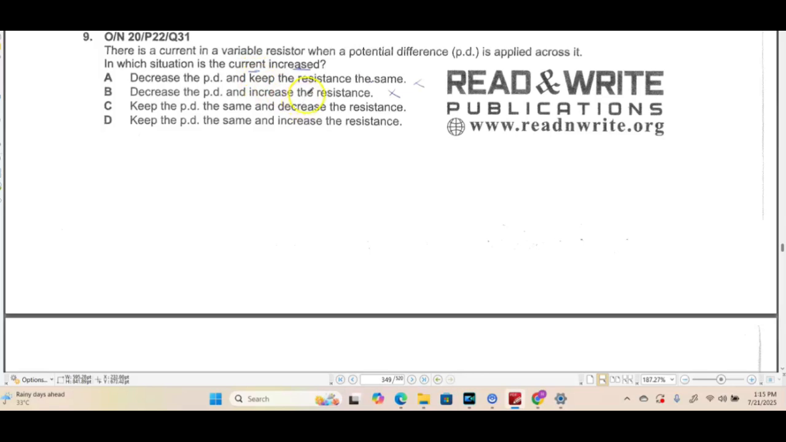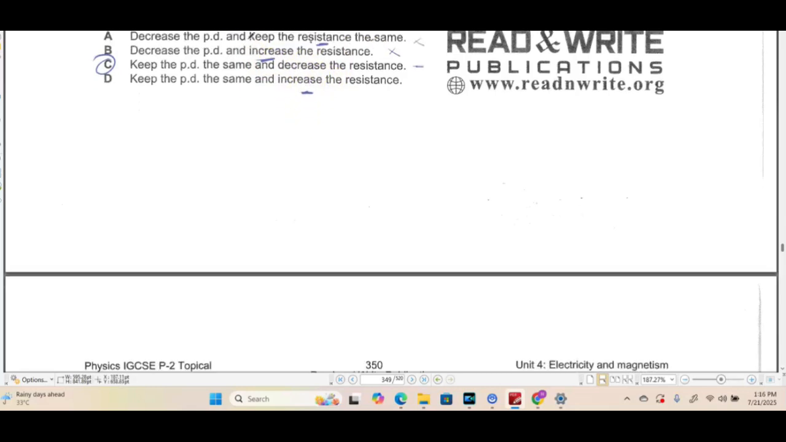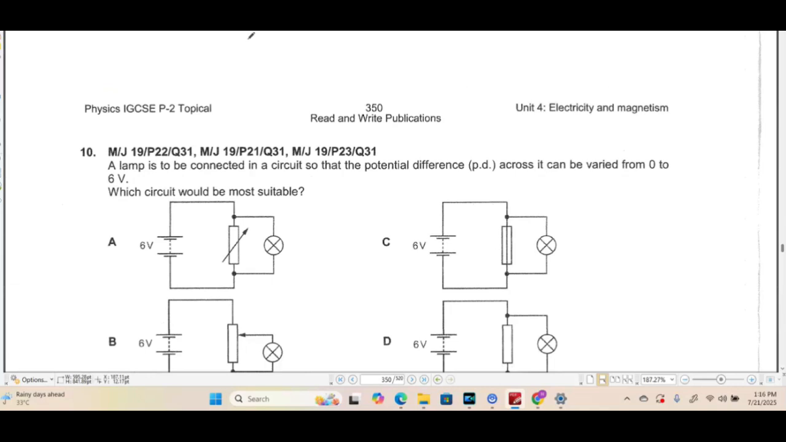So increasing the resistance or keeping the resistance the same is not going to help increase the current. If we keep the PD the same and decrease the resistance, decreasing resistance is going to increase the current for sure. So C is the correct option. Whichever option has an increase in resistance or keeps the resistance the same won't help increase the current. Decreasing the resistance is going to increase your current.